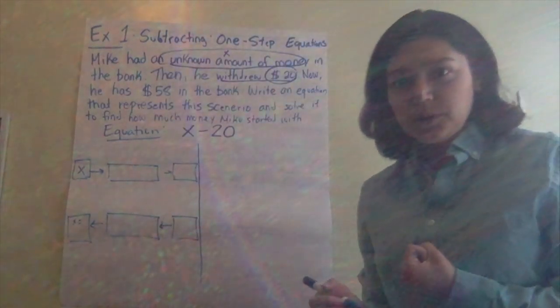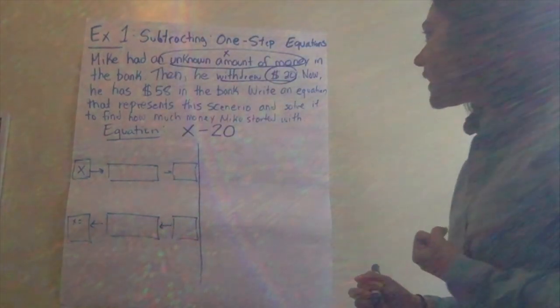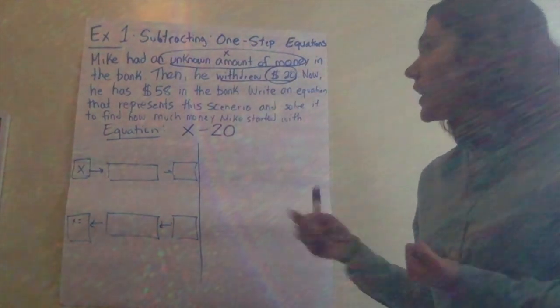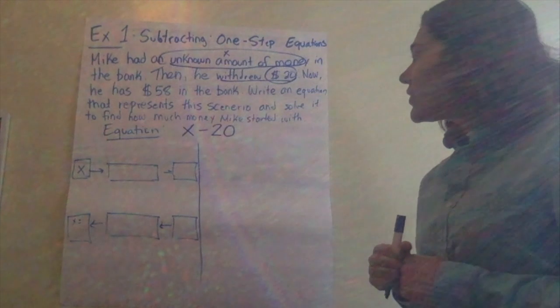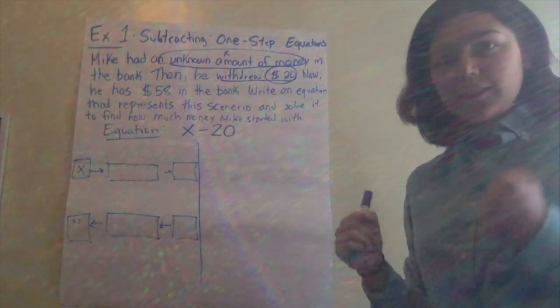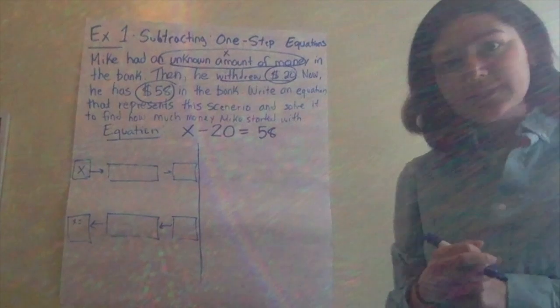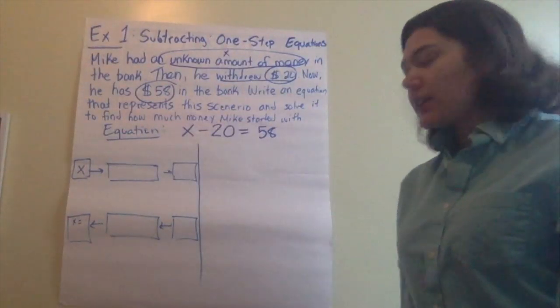I'm withdrawing that 20. And then I'm told, after I've withdrawn that $20, Mike has $58 left in the bank. So that's his current total. So when I have my starting amount minus my $20, I end up with $58. So my equation is x minus 20 equals 58.